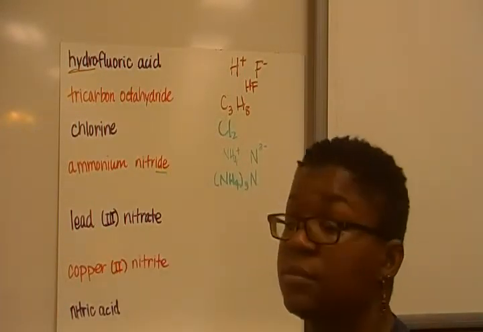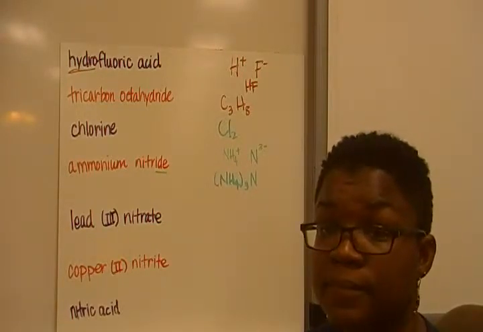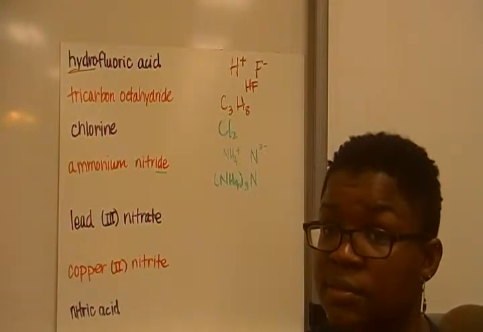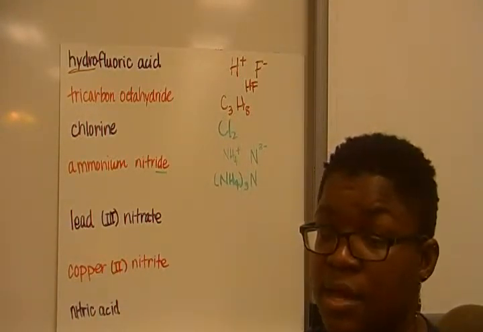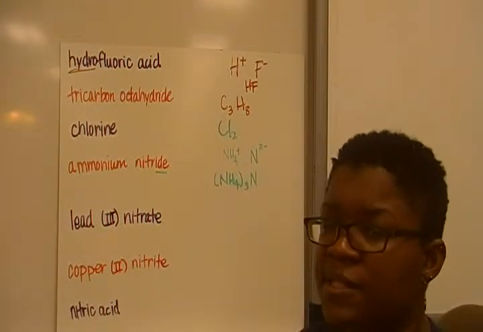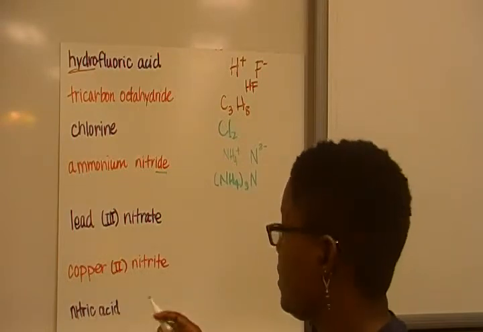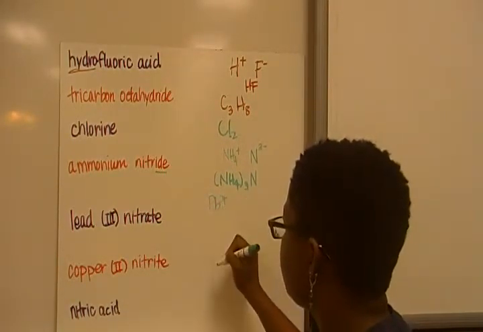Lead 3 nitrate. Element or compound? That's a compound. Covalent, acid, ionic? This one's ionic. This is a special one. The parentheses tells you the charge on the lead. Our symbol for lead is Pb, 3+.